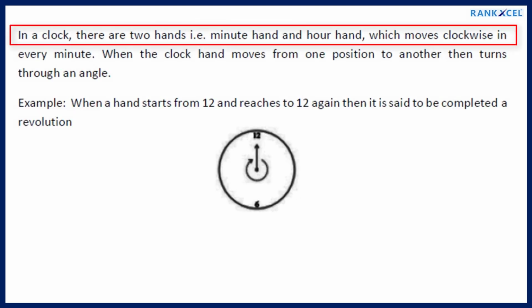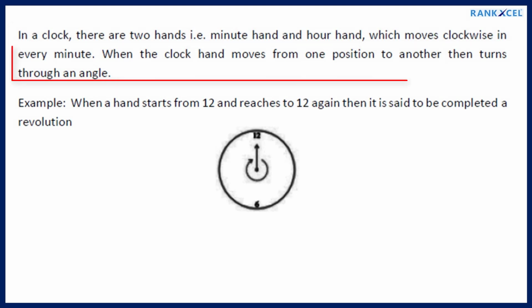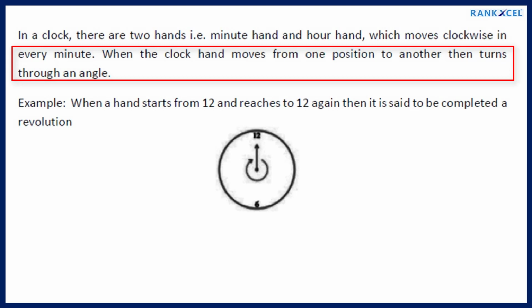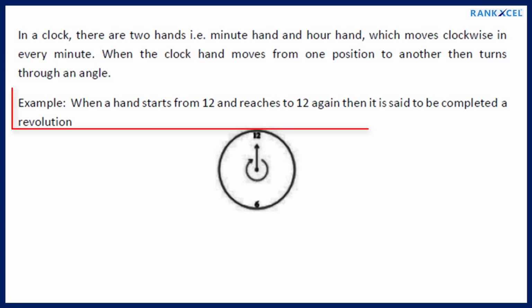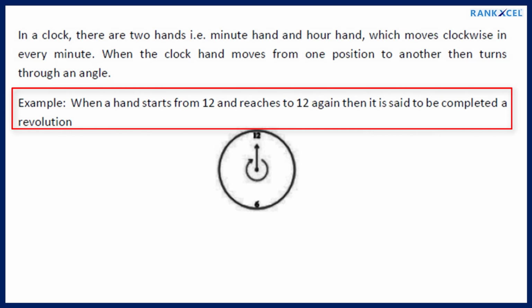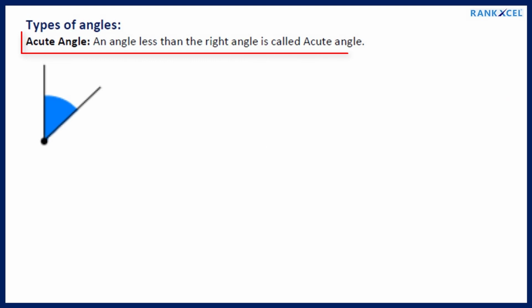In a clock, there are 2 hands, i.e. minute hand and hour hand, which move clockwise. When the clock hand moves from one position to another, then it turns through an angle. Example, when a hand starts from 12 and reaches 12 again, then it is said to have completed a revolution. Types of angles. Acute angle.